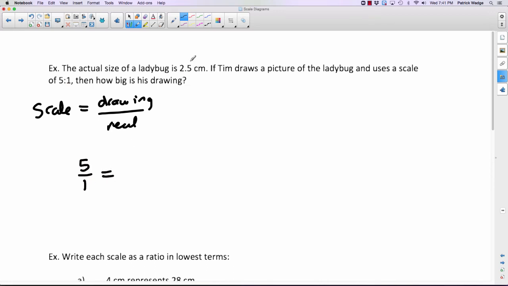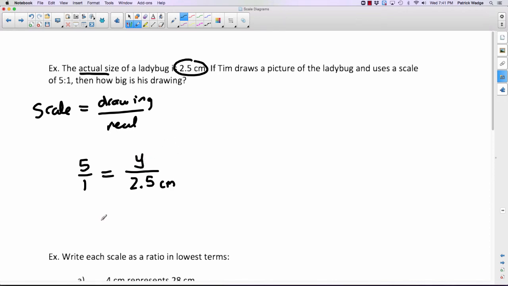What other number do we have? This, 2.5 centimeters. Is that the real size of the ladybug or the drawing size? That's the actual size. So where it says real, you're going to put 2.5 centimeters. So once again, our answer is going to be in centimeters when we get it. We want to know this one here. I'll call it y. I think that's safe.